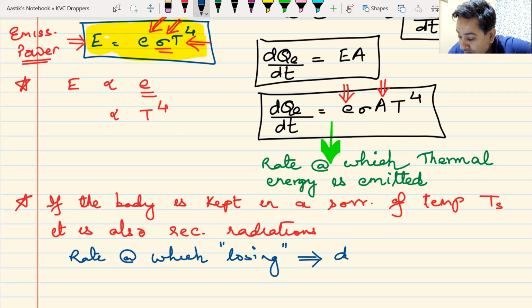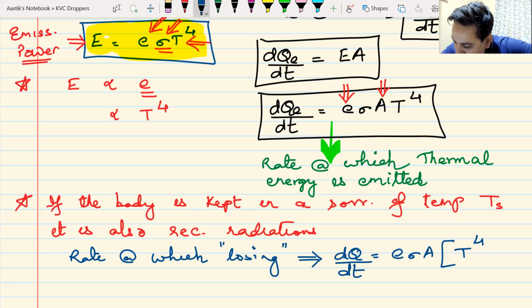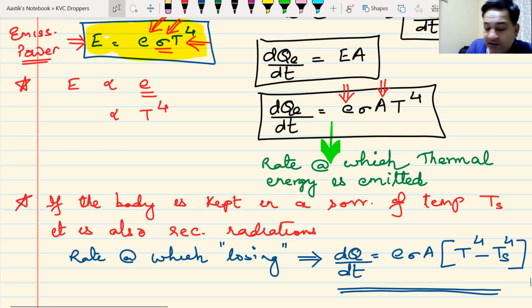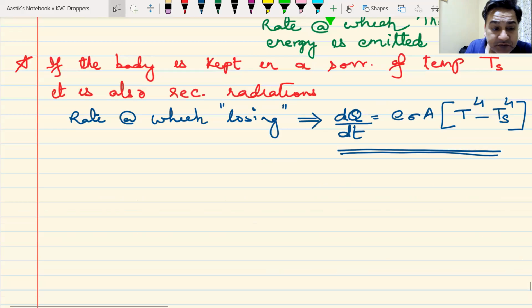The rate at which the body is losing energy, let me write it as dQ by dt, will be equal to E sigma A multiplied by T raised to the power 4 minus the temperature of the surrounding, both in Kelvin, raised to the power of 4. Do we understand this? Yes, sir. So it is emitting energy, it is also receiving energy. If I subtract the two, I will get the rate at which energy is lost. Remember, this is also the rate at which energy is gained.